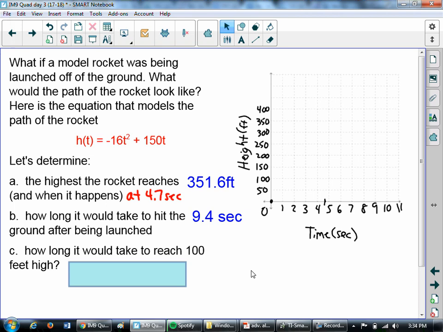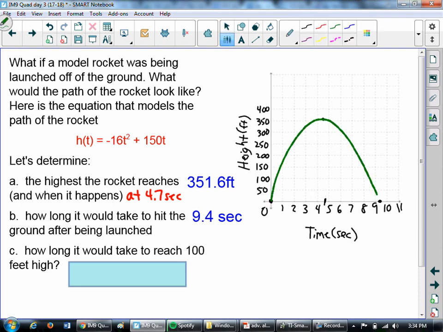All right. So when does this rocket reach 100 feet? Well, before I do that, I'm going to graph some points. So I have our starting point as 0, 0. We said at 9.4 seconds it hits the ground, so just under halfway there. And then at 4.7 seconds, we're at 351.6. So 4.7 is right about here, and I'm going to go up to 350.1 something, so just about there. So here's my graph. Graph is going to look something close to that. Actually, not bad. Okay. The last question says, how long will it take to reach 100 feet high?